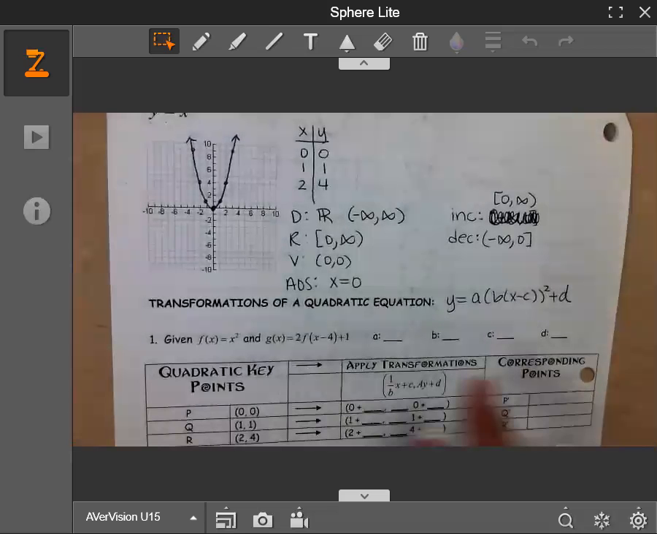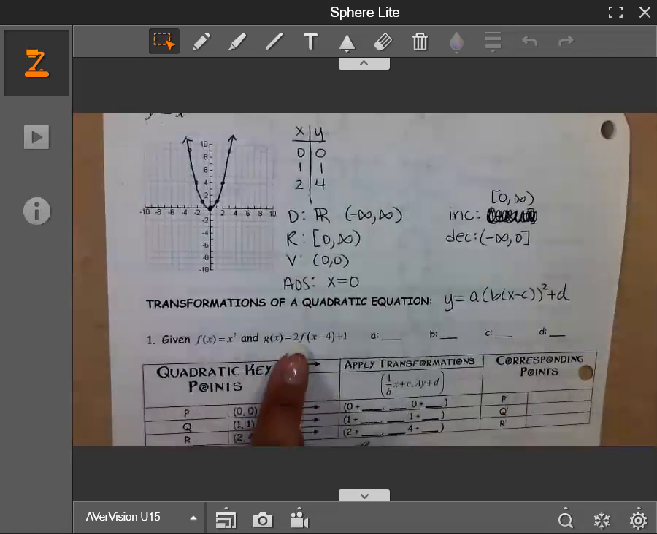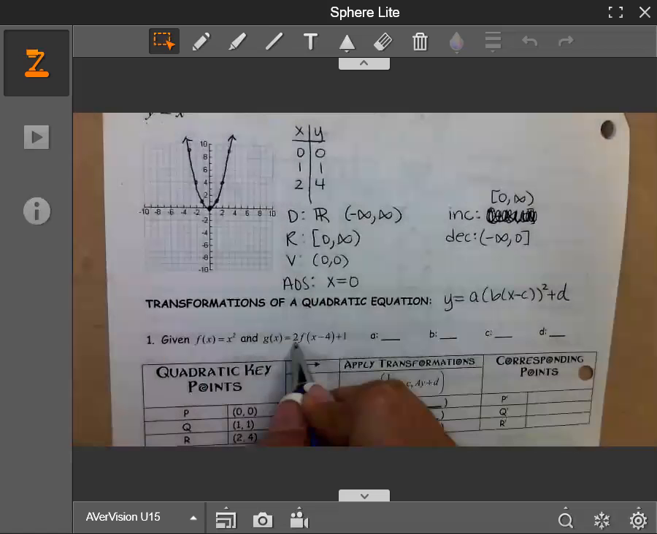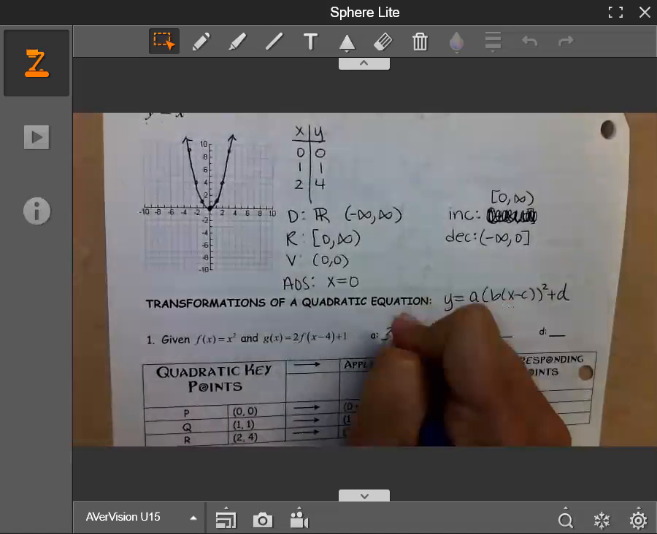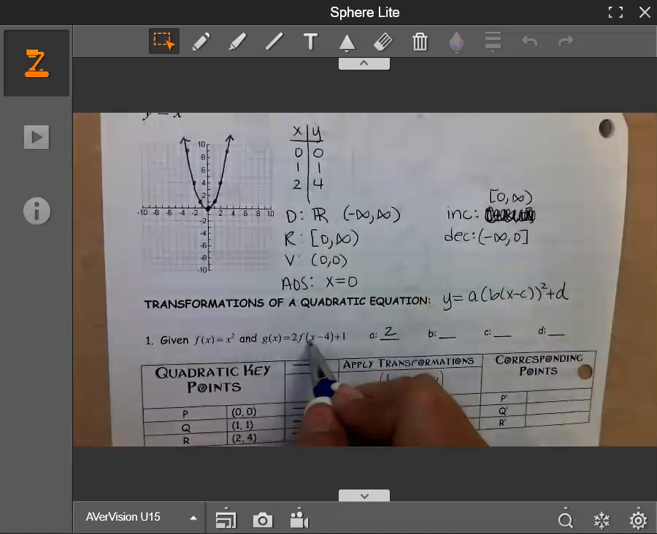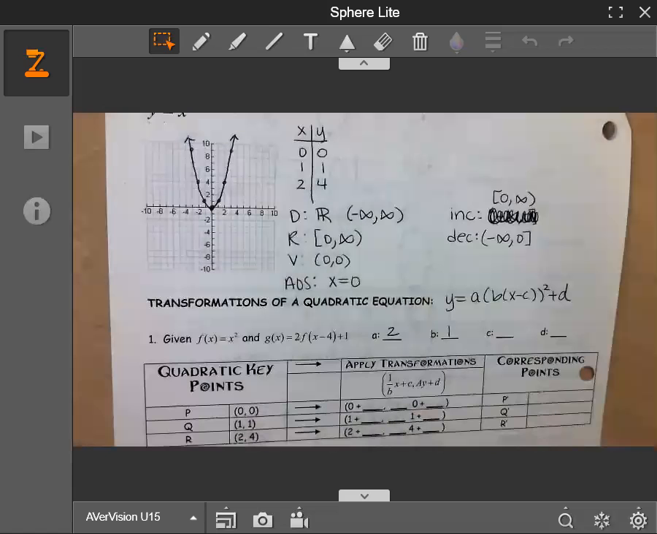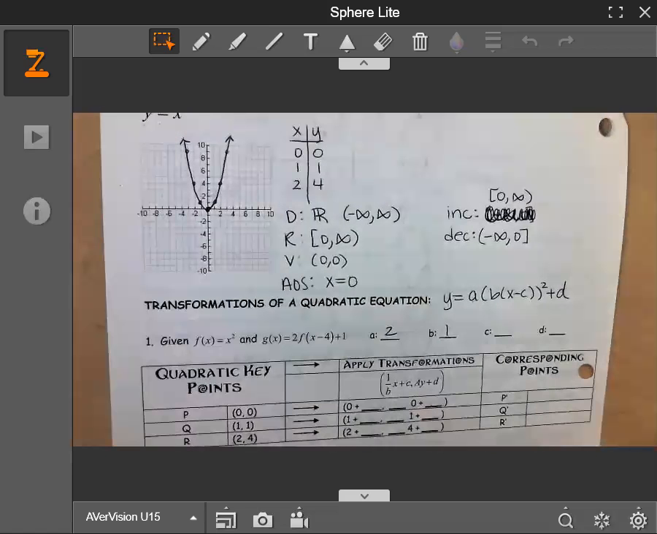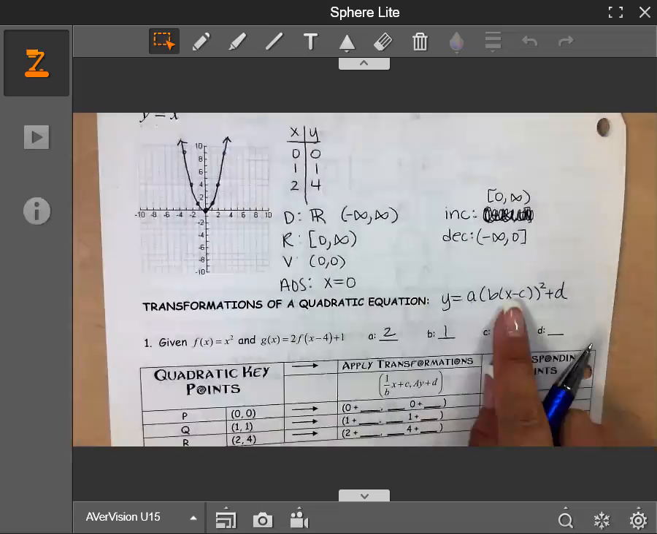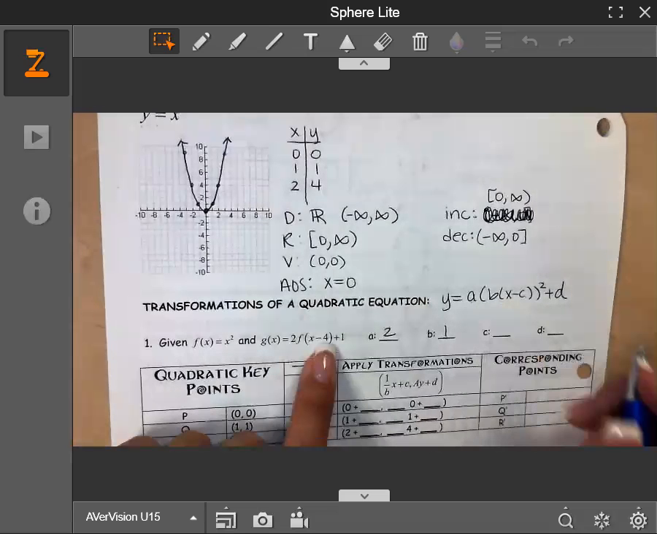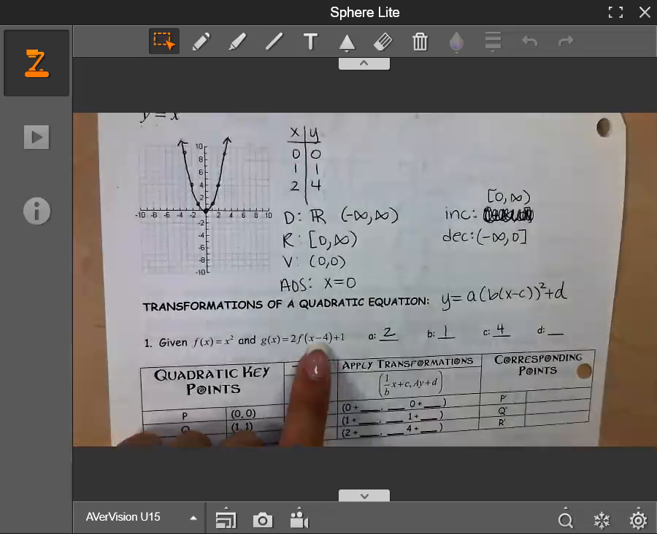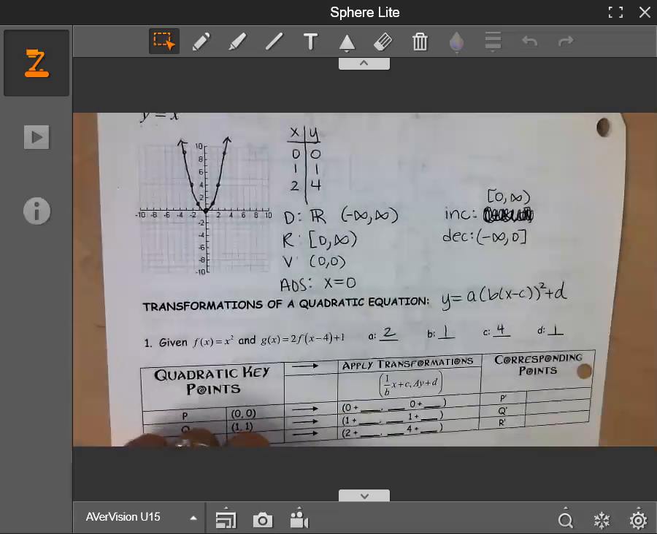So our parent function's our starting point, and here is our transforms equation. Outside of the function, so our a value, we have a 2. We do not have a b value here since there's nothing in front of it, so that's just a 1. It's not going to change our equation at all. The c value here, it is supposed to be x minus c in the formula. So this says x minus 4, so our c value is a positive 4 because the minus is part of the formula. The d is 1. So we're going to think about what that does to each point.